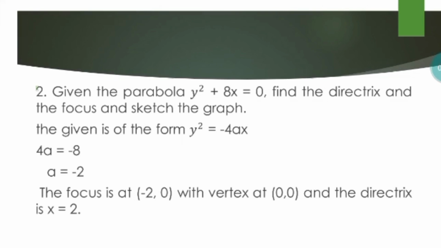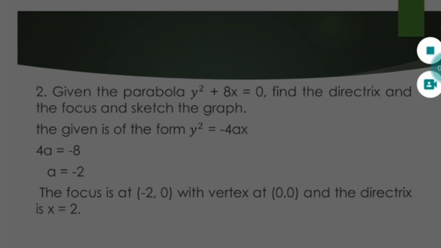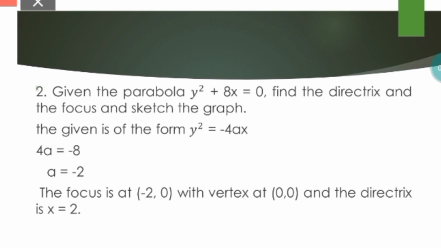So we're going to divide both sides by 4. So we have the value of a, negative 2, right? Negative 2. All we have to do is substitute the value of negative 2 here. So the focus is at negative 2, 0. But the question is, what are the focus and the directrix? The focus is negative 2, 0 with the vertex at 0, 0, and the directrix is positive 2.